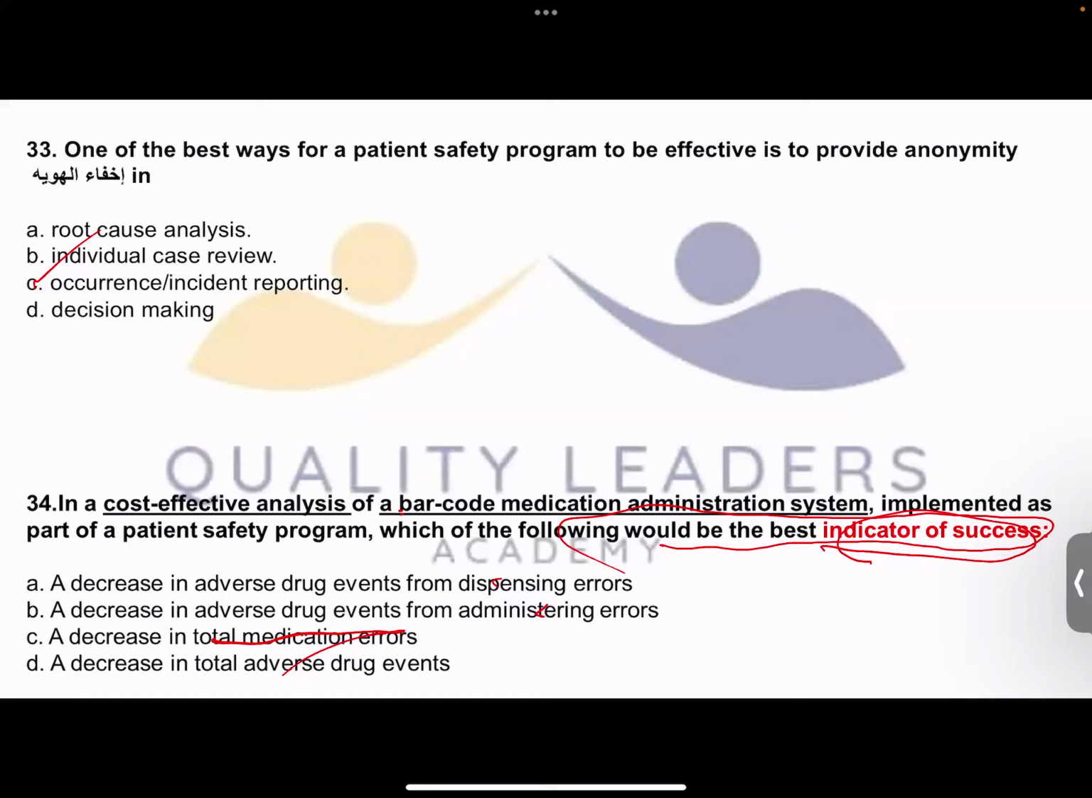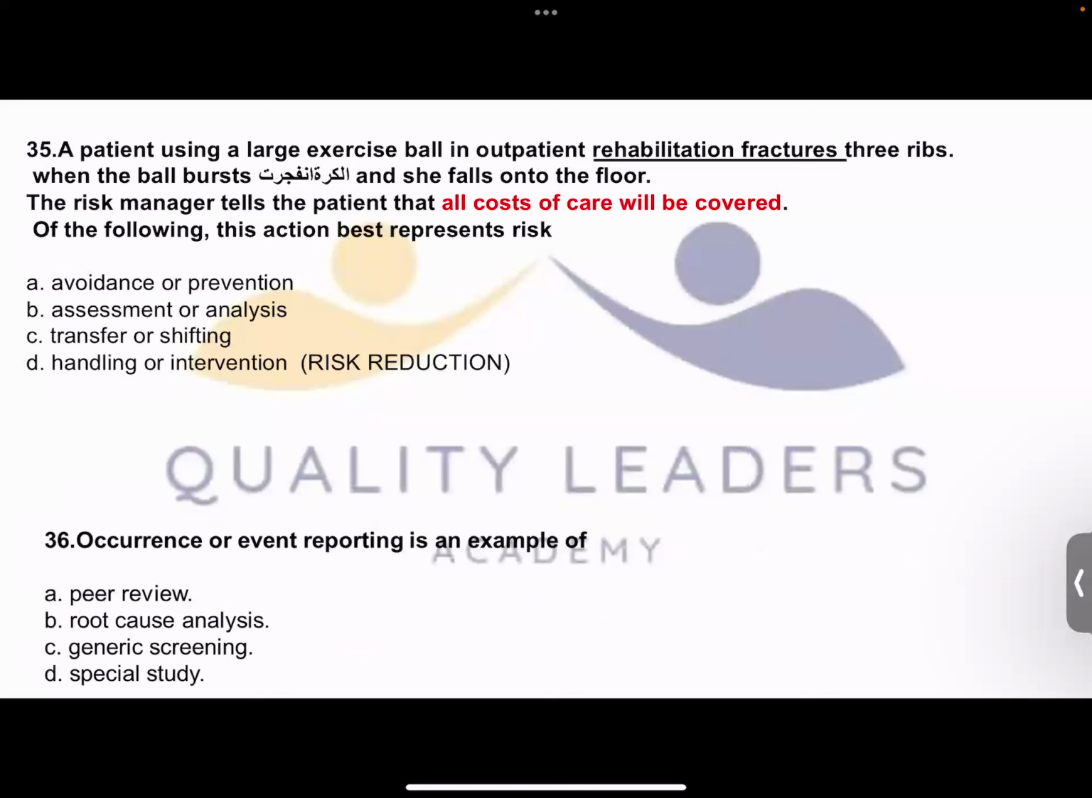Okay, please bear with me, I hope it's fine. Alhamdulillah, we are all entitled to our own opinion, and I'm really glad that you are all participating and interacting with me. This is an exchange of ideas actually. So the best answer here is a decrease in adverse drug events. Okay, can we move on now?